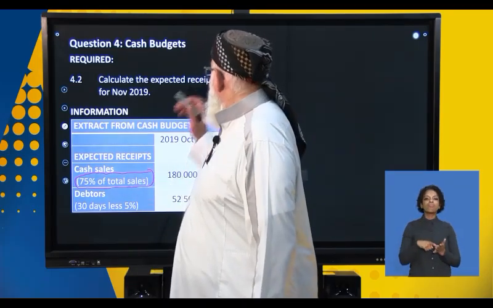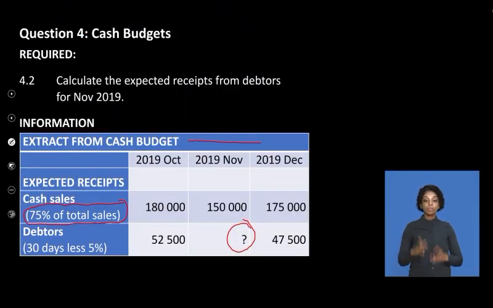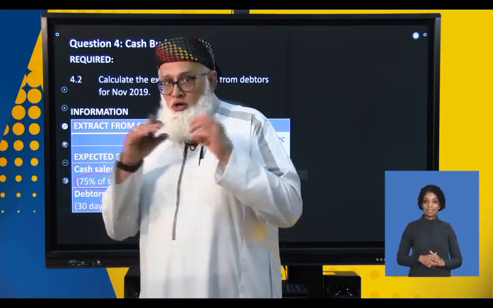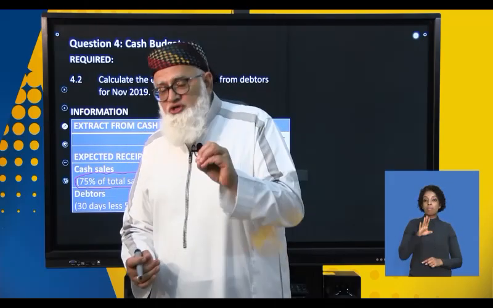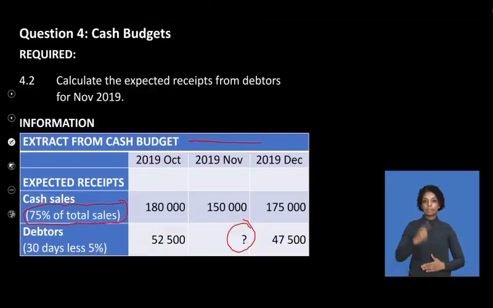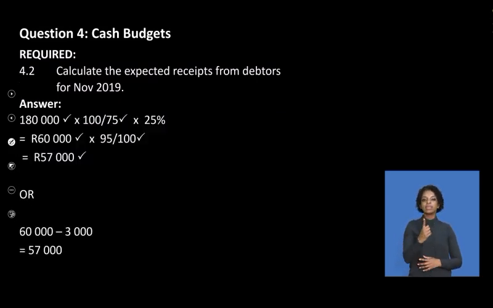Now remember, if you're looking at expected receipts from debtors, what figure do you need? You need your credit sales, because that's the amount you're going to sell to your debtors, and based on that, they are going to pay you. So the moment it comes to your amount expected from your debtors, the figure that you need to focus on is your credit sales. Okay, so now that you know that 75% was cash sales and your debtors are paying you within 30 days, you start off by doing the following. Watch.